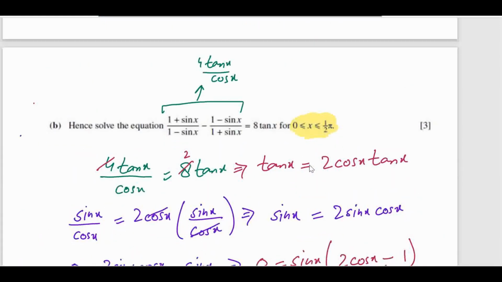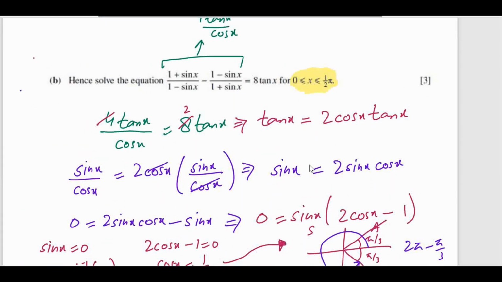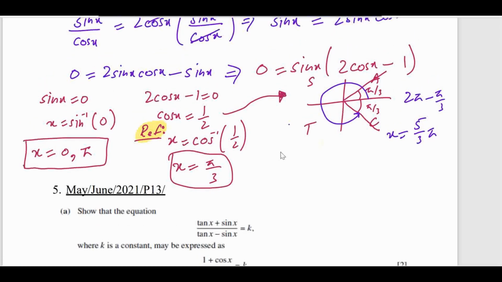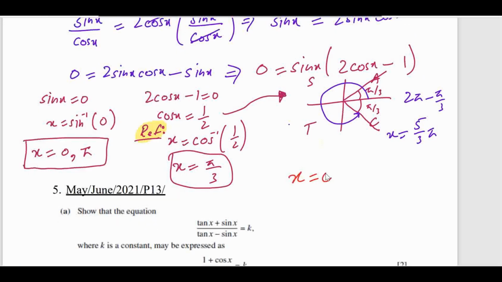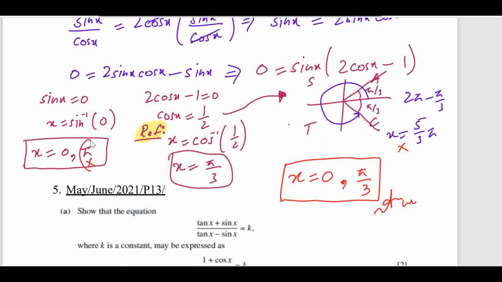But we have to see the range. Range is from 0 to pi by 2. So that is why we will consider only two answers. The first one will be x equal to 0 and x equal to pi by 3. These two will be the final answer. We will not consider this one and neither this one, because these two values are out of the range.